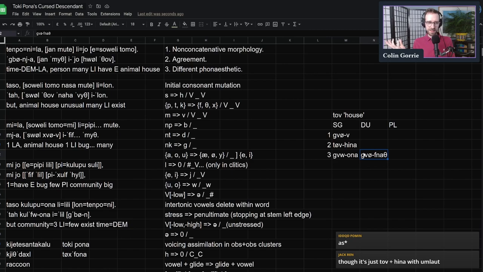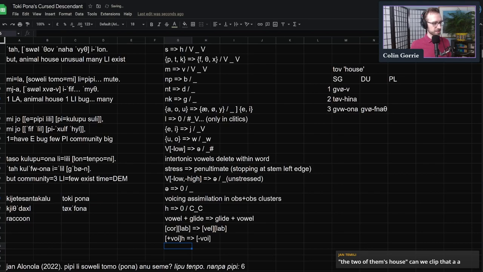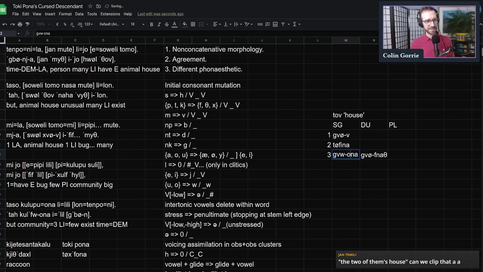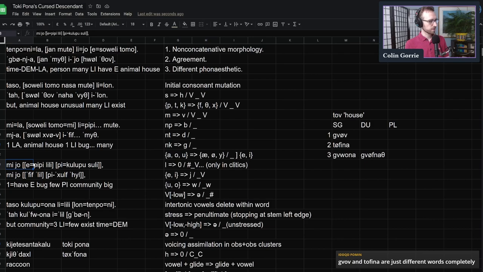Gvifnath is the two of them's house. Gwain V to F. Yeah, I like that. So anything voiced when it comes into contact with H just turns into Tefina. And it's really hard to segment these. So let's just not try at the moment. Oh boy. The two of them's house. Gvifnath. Or Gvifnath, I suppose. Yeah, let's make sure that we get the stress right.